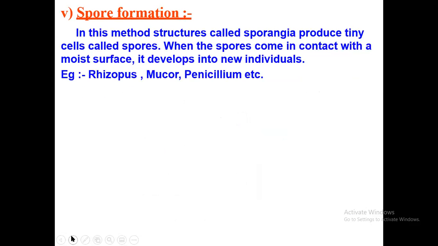Spore formation. In this method, structures called sporangia produce very small cells that are known as spores. When the spores come in contact with a moist surface, they develop into new individuals. Examples: Rhizopus, Mucor, and Penicillium.